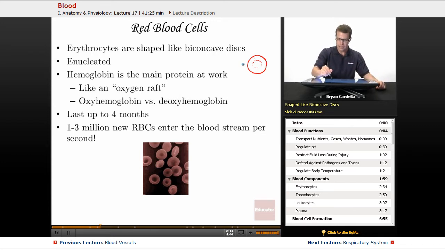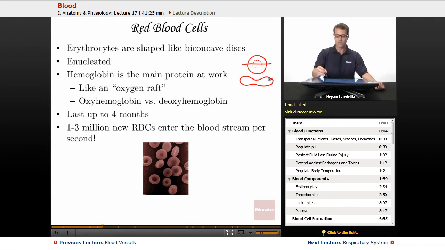If you were to take this and then cut it there and flip the cell so you could see it on the side, they would look like this. Biconcave disc. You see that both sides are concave, and it has this shape. Making up the majority of the protein inside of it is something called hemoglobin. And the interesting thing about the reason why the shape is this way, some of it has to do with the fact that they're enucleated.